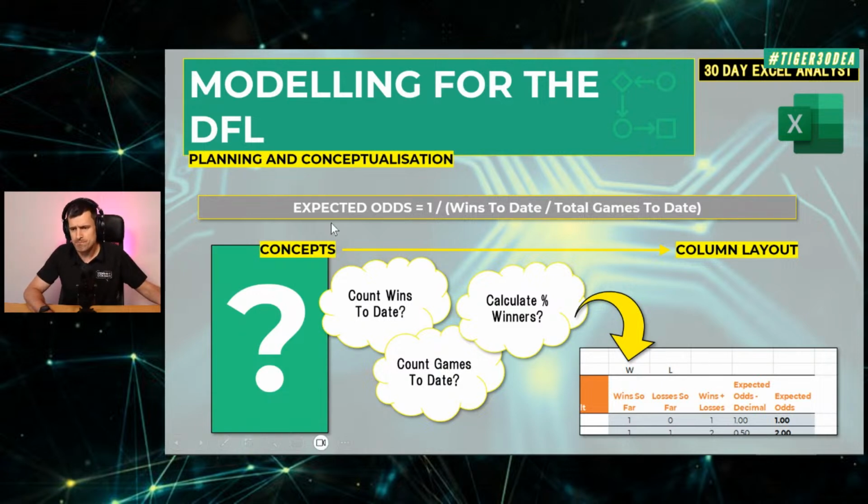So, we've got the concept. Got to be very clear. What is the calculation we're trying to do here? Excel can't work out what the calculation is you're trying to do. It can only translate the calculation that's clear in your head. So expected odds, this is what I just explained. It's the idea of wins to date divided by total games to date. And remember, each game is expressed in a row in the data file. And then all of that is divided, one is divided by all of that. And that just has the effect of changing a probability, a percentage, into a decimal.